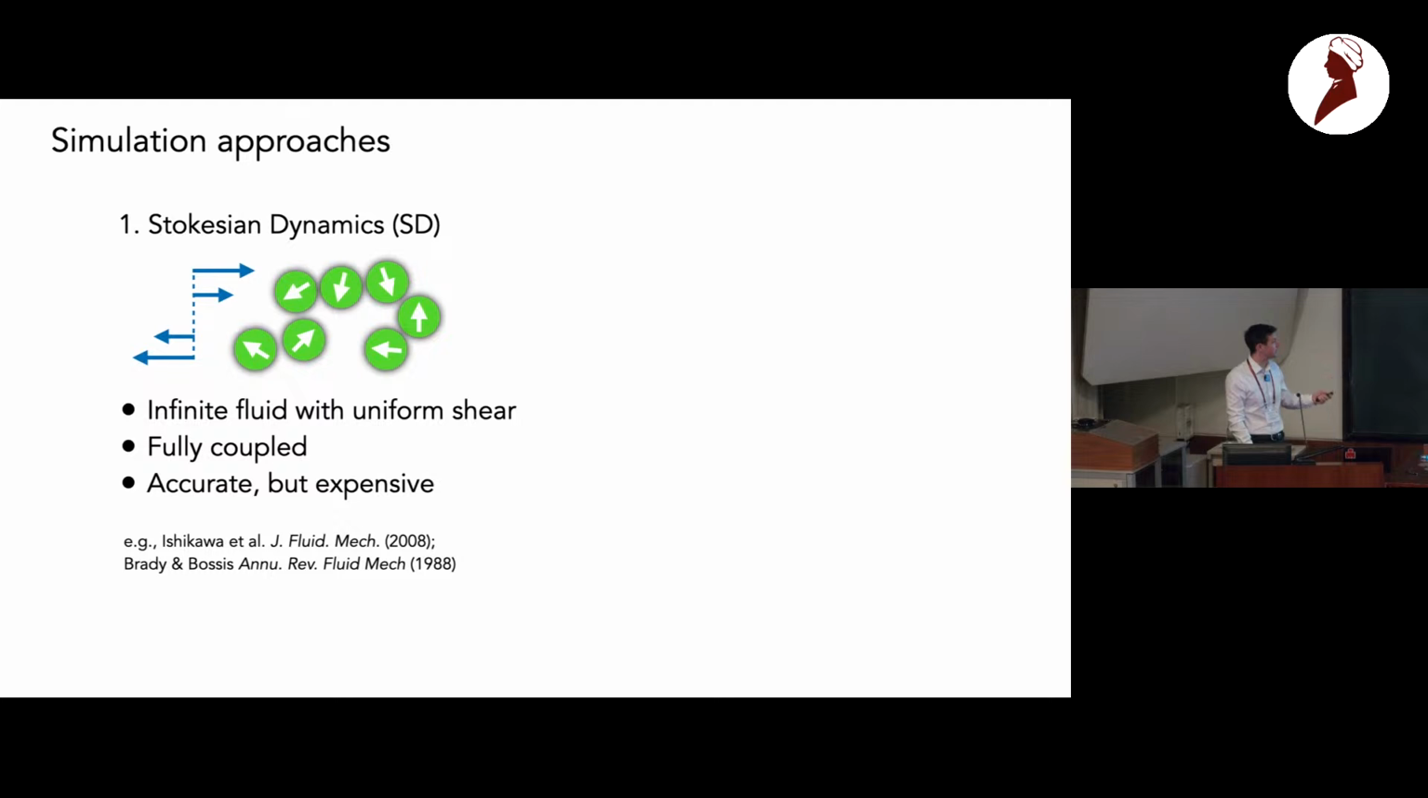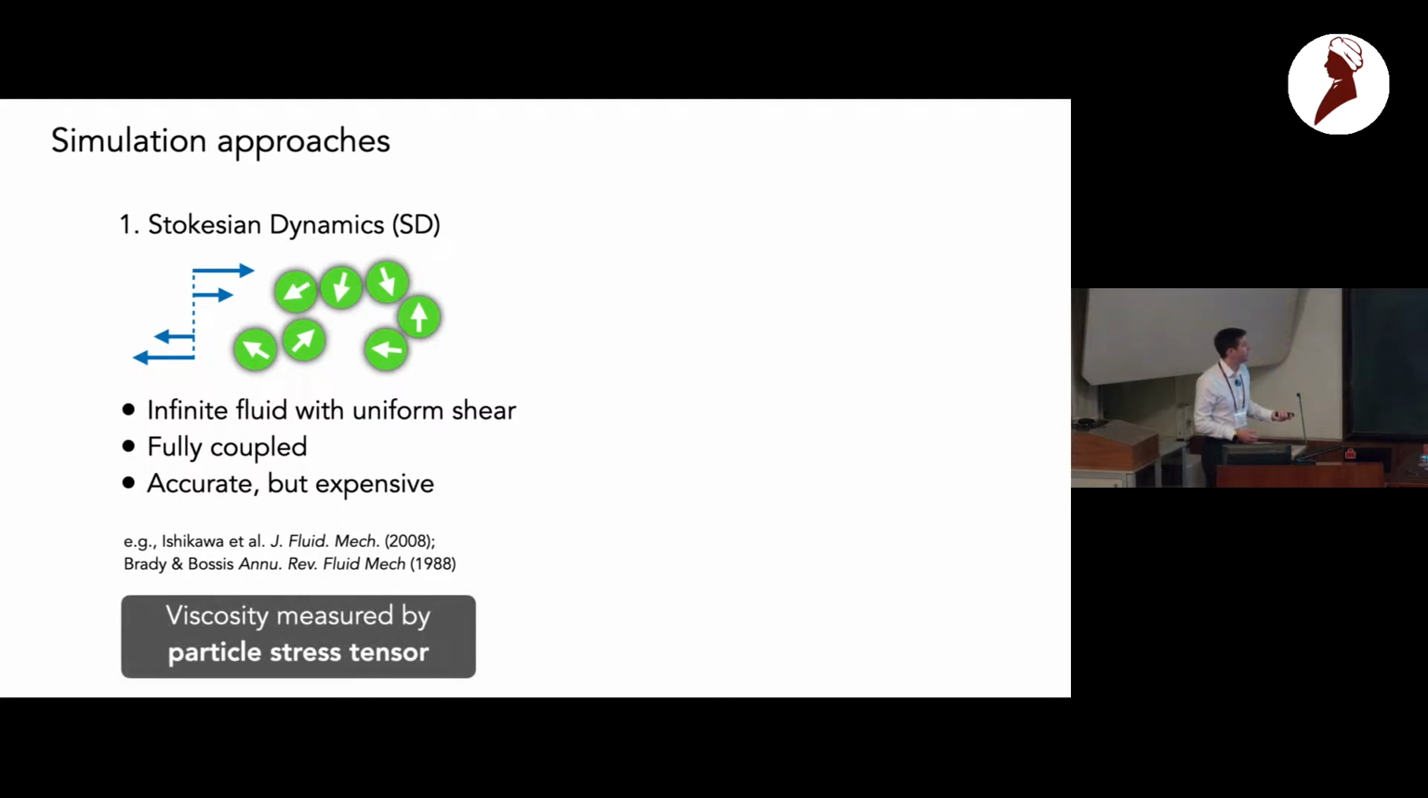This method of Stokesian dynamics goes back to work from John Brady and others, and has been extended to active particles very successfully. And the way you calculate the viscosity of this suspension then is by looking at the particle stress tensor after you've solved this.